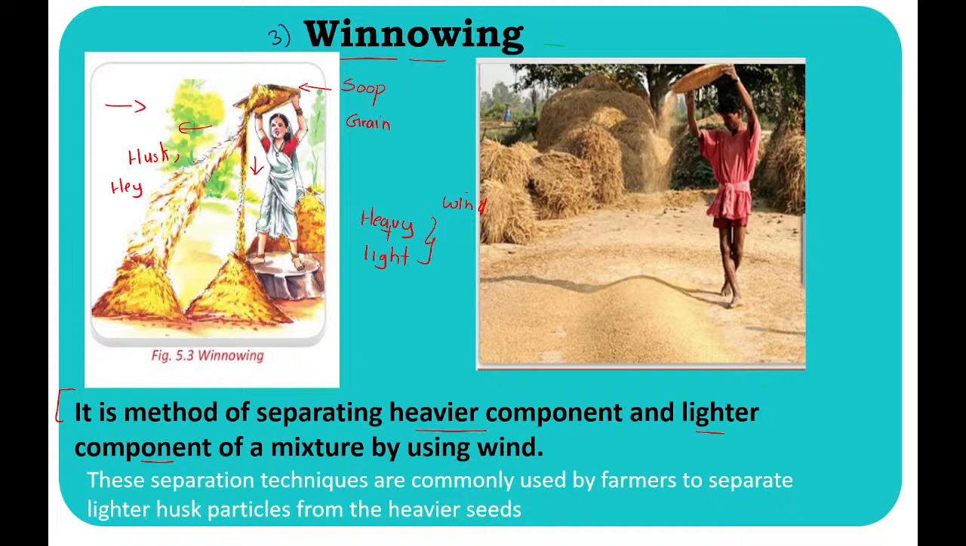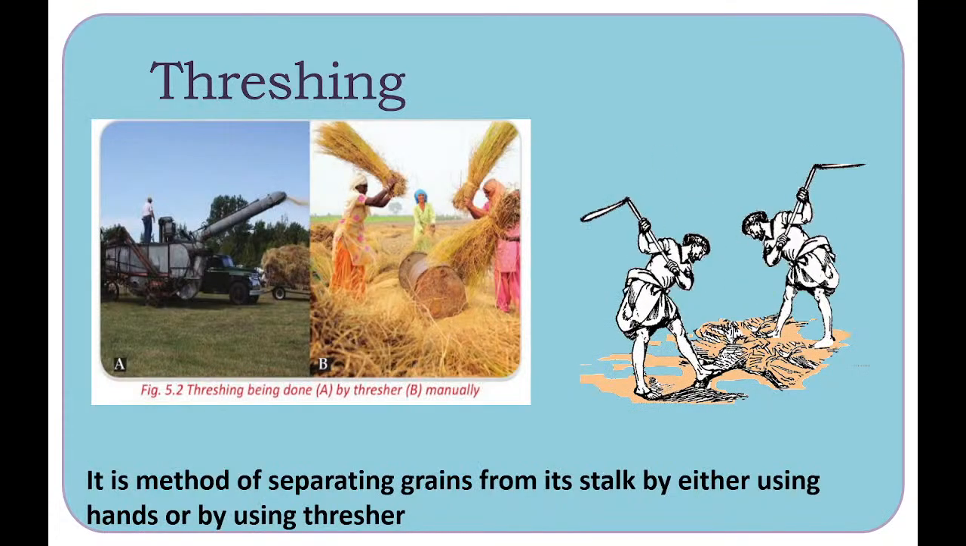Have you seen this method? Have you seen people doing it? Wherever there are farmers or fields, nowadays it's harvesting time. You must have seen people use this method to separate dust particles and husk particles from the rice grain, isn't it? So this method is called winnowing. This technique is commonly used by farmers to separate lighter husk particles from the heavier seed, as I already told you. Now the next one is threshing.